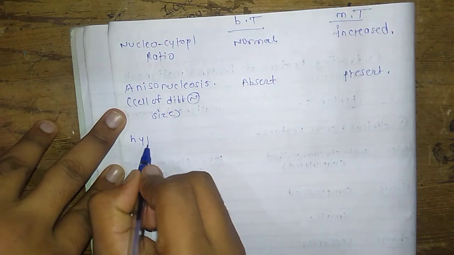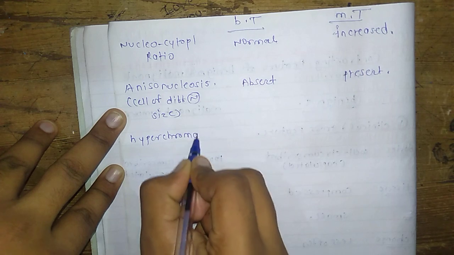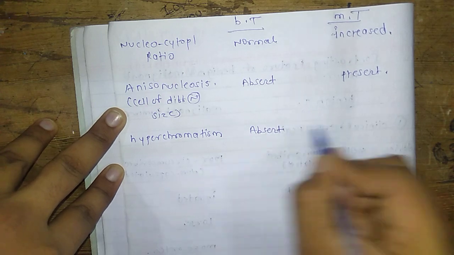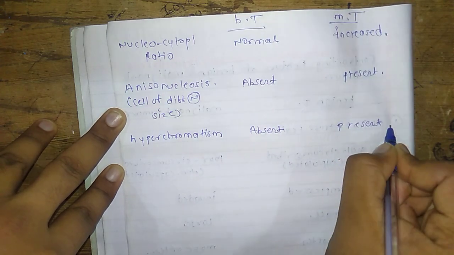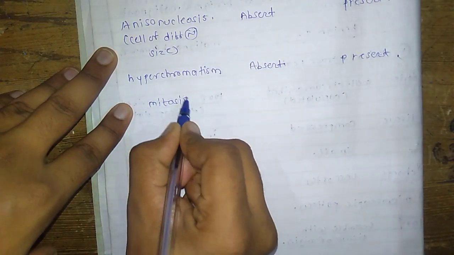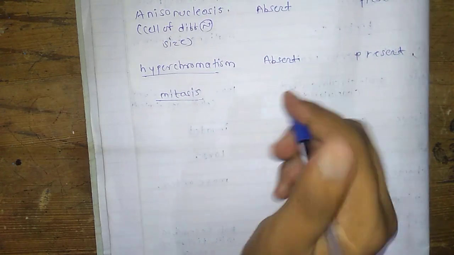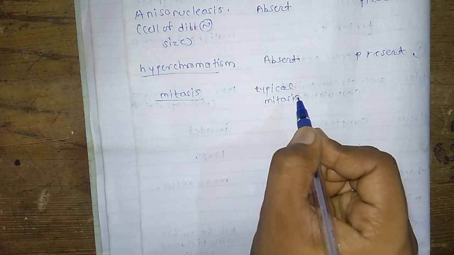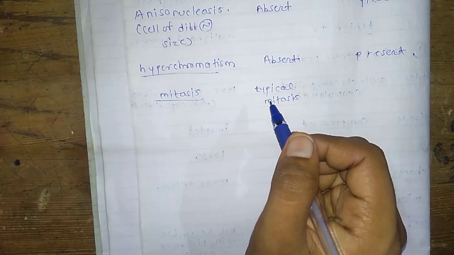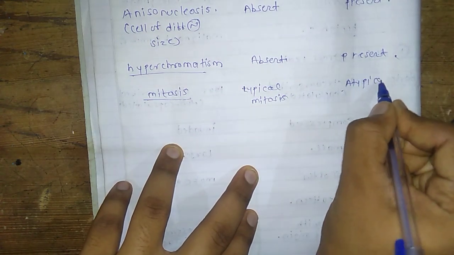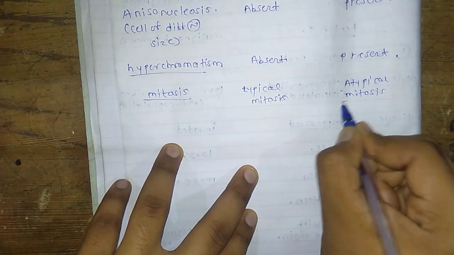Then next is hyperchromatism. In benign tumor it is absent, and in malignant tumor it is present. Then next we go toward mitosis. In benign tumor typical mitosis happens, and in malignant tumors atypical mitosis, means abnormal.